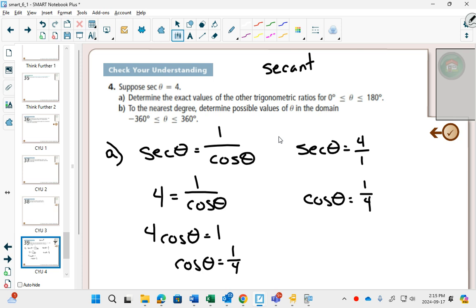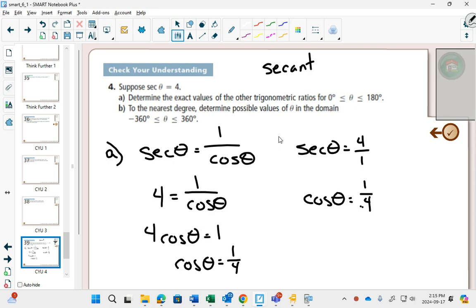Reciprocal means when we take a fraction and we flip it. This is called the reciprocal. So with secant, because we take cos and flip it to 1 over cos, that's why we call it a reciprocal function. So all of that was to get that cos of theta is 1/4.